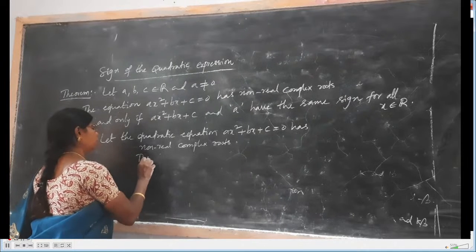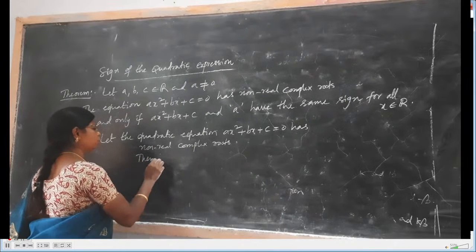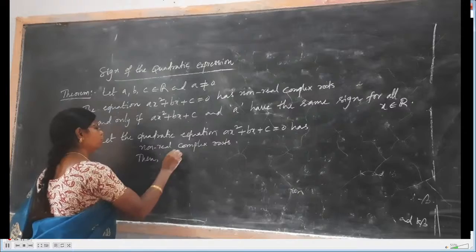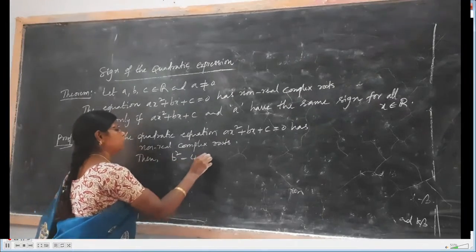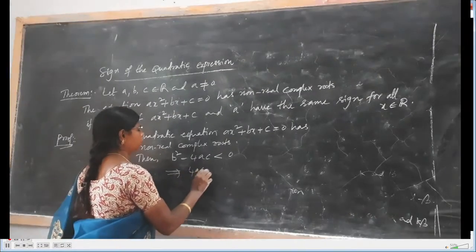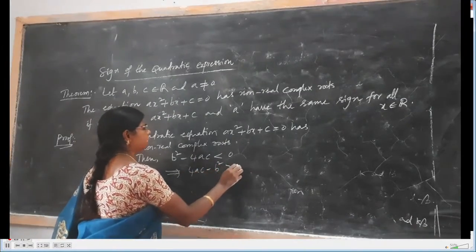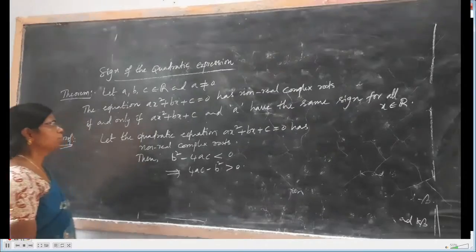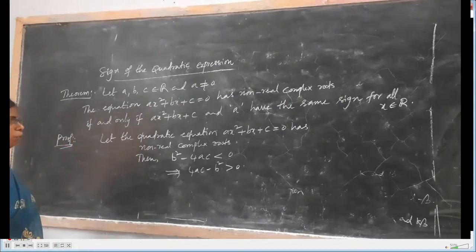Then when these complex numbers are roots, what we know is b square minus 4ac is less than 0. This implies 4ac minus b square is greater than 0. Okay, so this is okay.